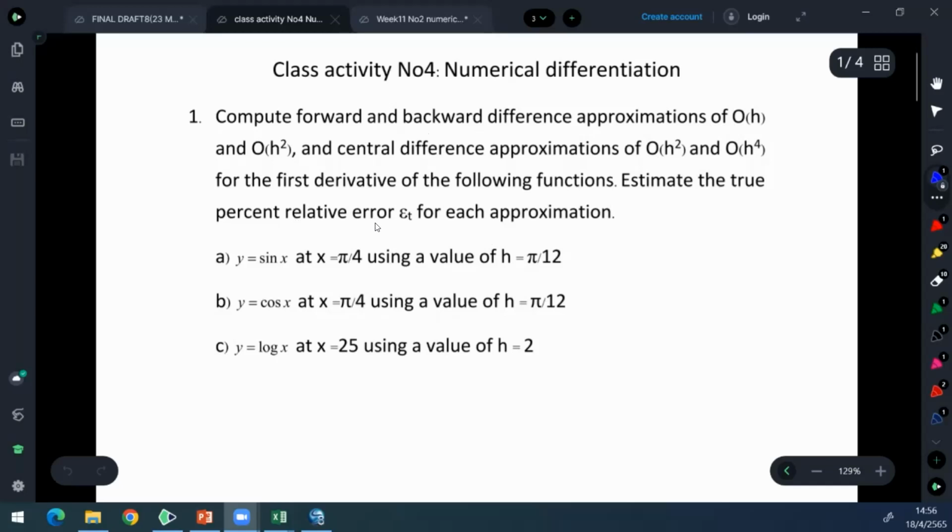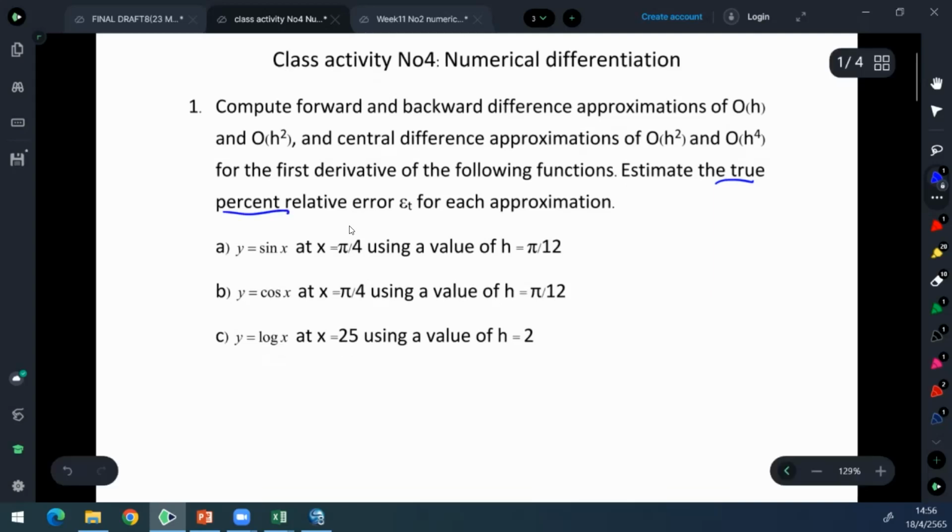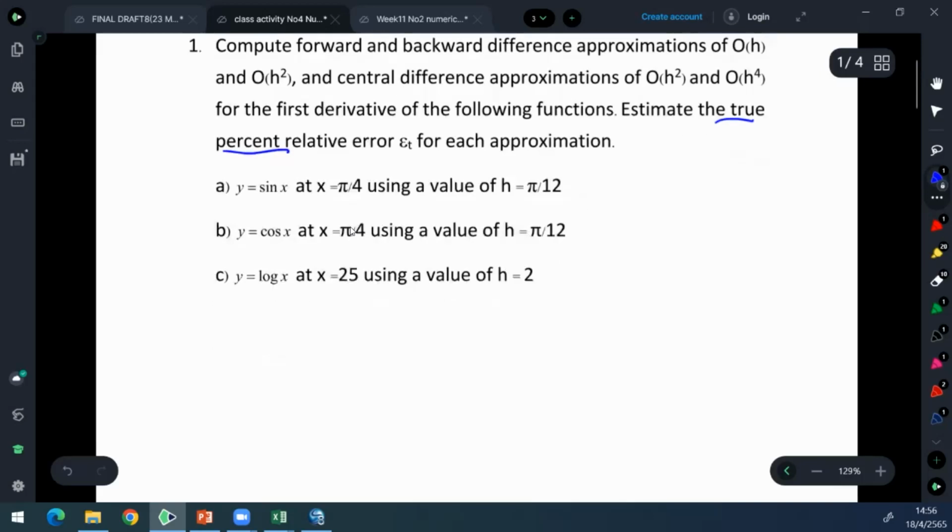True percent error means the error compared with the exact solution. We know the exact solution, right? So for this case, we have to determine the exact solution first. For the case of y equal to log x.